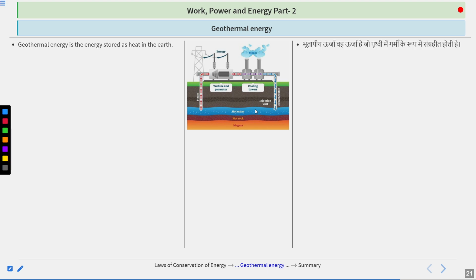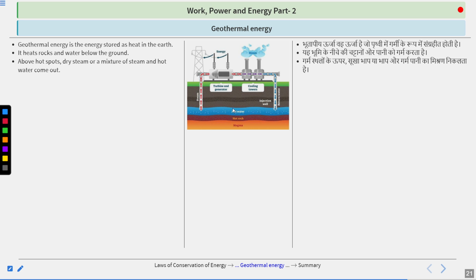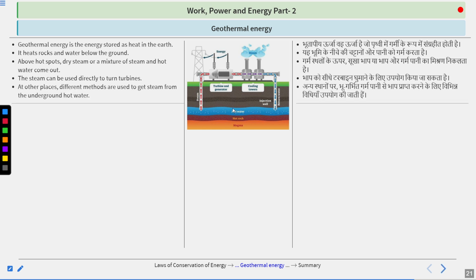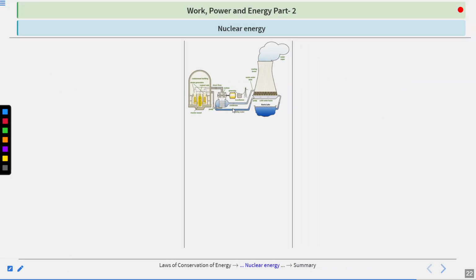Now, geothermal energy. Geothermal energy is the energy stored as heat in the earth. We know the earth has a cool surface but a hot interior. The hotness of the earth's interior contains energy that is known as geothermal energy. Geo means earth, thermal means heat. It heats rocks and water below the ground. Above hot spots, dry steam or a mixture of steam and hot water comes out. This hot steam could be utilized directly to turn turbines. At other places, different methods are used to get steam from the underground hot water.